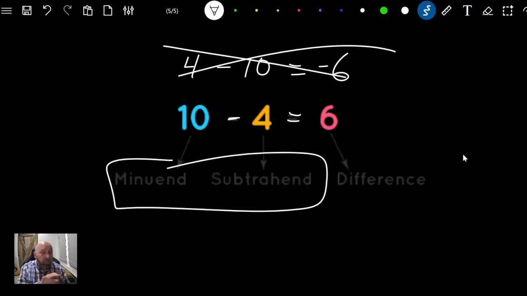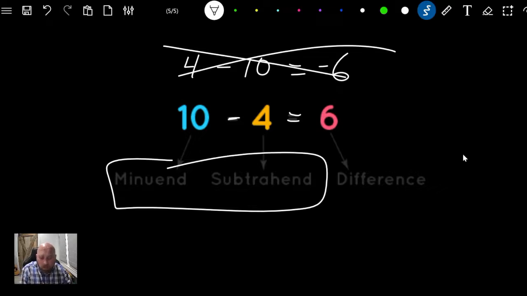In addition, you can switch the addends, right? That's why they're both called addends. But here, minuend, subtrahend, you have to keep them in the same order. The minuend always has to stay the minuend. The subtrahend always has to stay the subtrahend.